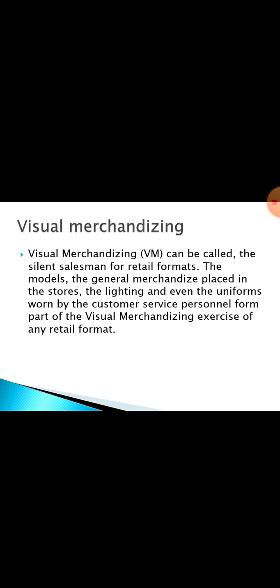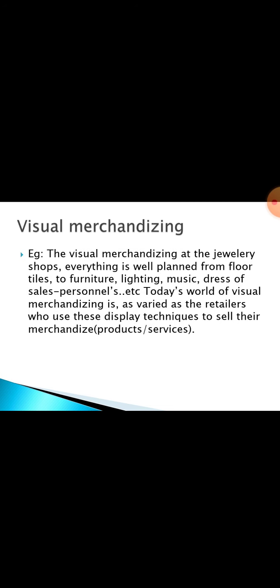Visual merchandising can be called the silent salesman. For retail formats, the models, the general merchandise placed in the stores, the lighting, and even the uniforms that are worn by the customer service personnel form part of visual merchandising exercises of any retail format. We can understand it by example.